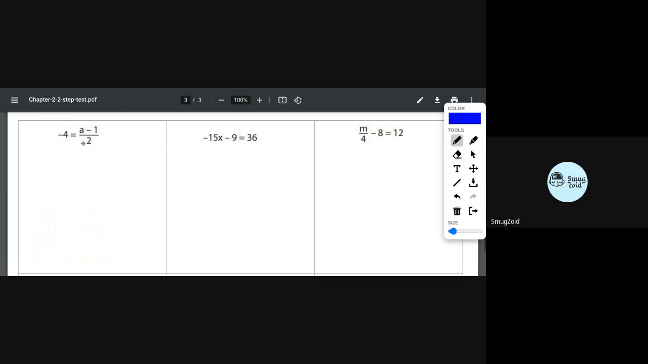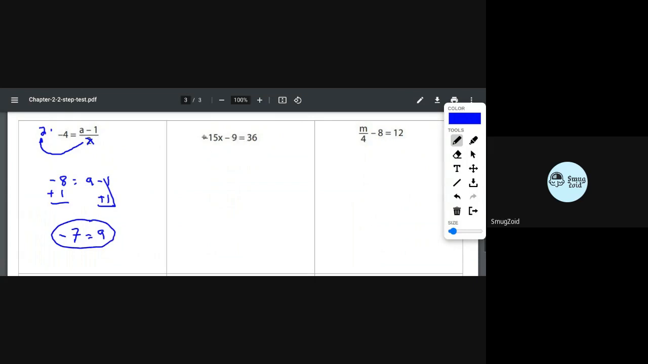One of my favorites. When you get these, you just take it, make an arrow, bring it up, multiply it, and it's gone. So 2 times negative 4 makes this a minus 8 equals a minus 1. I'm going to add 1 to both sides. Add 1 to both sides. This guy goes away, obviously. Minus 8 plus 1 is minus 7 equals a.